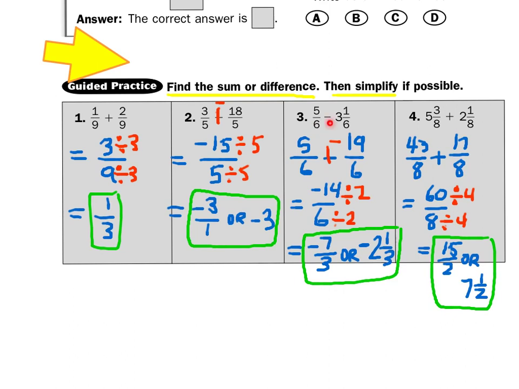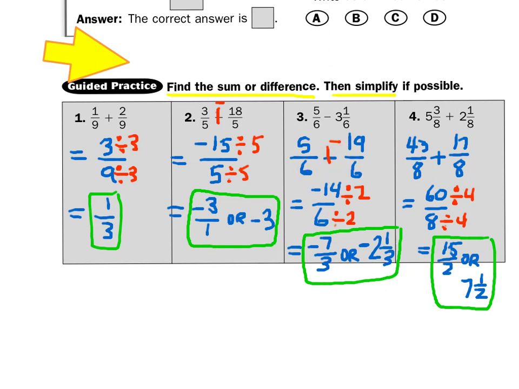5 over 6 minus 3 and 1/6. Now, I need to change the 3 and 1/6 to an improper fraction. So I copy the 5 over 6 and the minus. And now 6 times 3 is 18. 18 plus 1 is 19. So I get 19 over 6. And notice with the minus, I added a line and changed the sign of what comes after it.